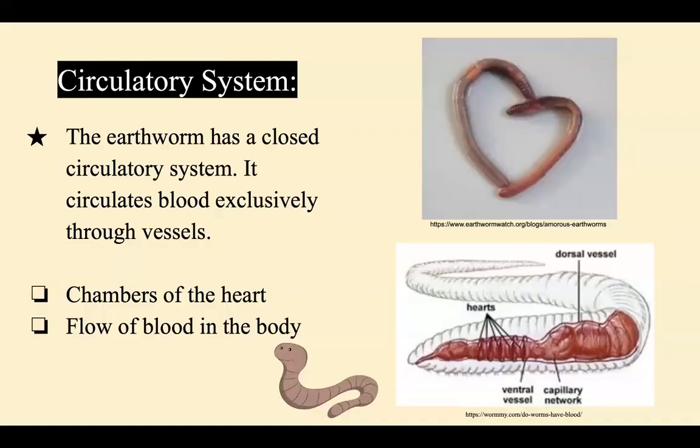The earthworm has a closed circulatory system. It circulates blood exclusively through vessels. The earthworm has 5 pseudohearts, and each heart has 1 chamber. They are located in front of the worm near the mouth of the earthworm.